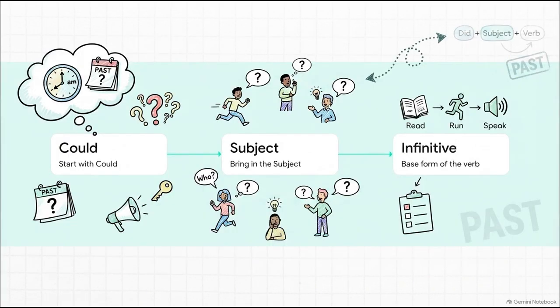Now, what if we want to ask a question about someone's past ability? Does this formula look a little bit familiar? It should, because it perfectly mirrors that 1, 2, 3 checklist we used earlier for did. Step 1, start with could. Step 2, bring in the subject. Step 3, add the infinitive verb. The underlying logic of the English language just repeats itself over and over, making it so much easier to master once you actually see the pattern.